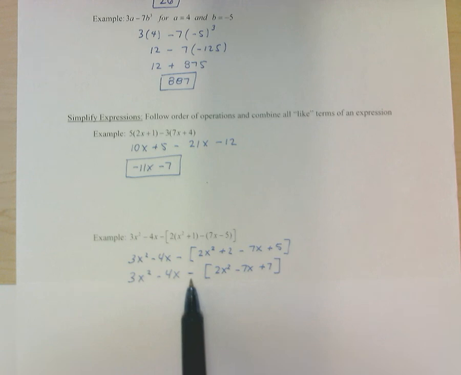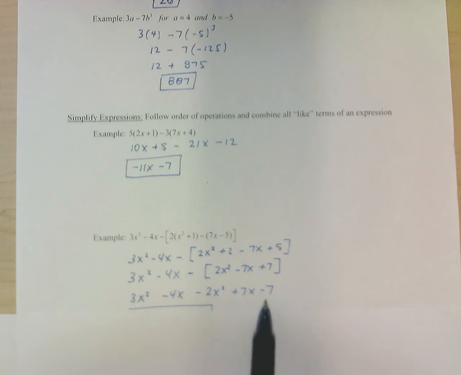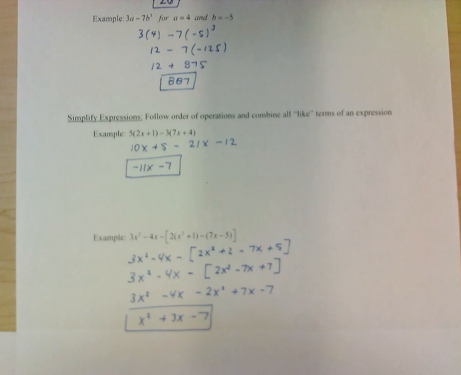Then I'm going to distribute the negative sign on my next step. So I get a negative 2x squared, a positive 7x, and a negative 7. Now I'm just going to combine like terms. This 3x squared and the negative 2x squared gets combined to make an x squared. The negative 4x and a positive 7x combine to make a 3x, and then negative 7 by itself. There are ways to check this, and we could talk about this if you want ways to check it.